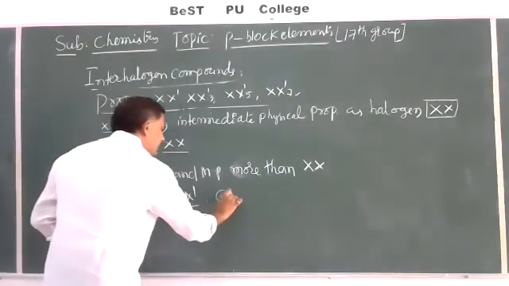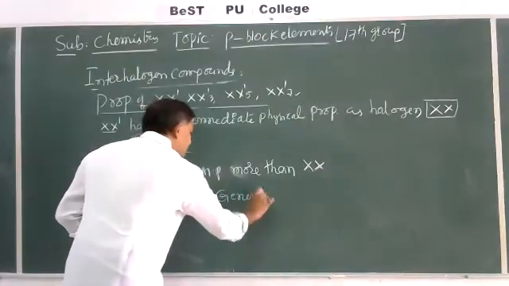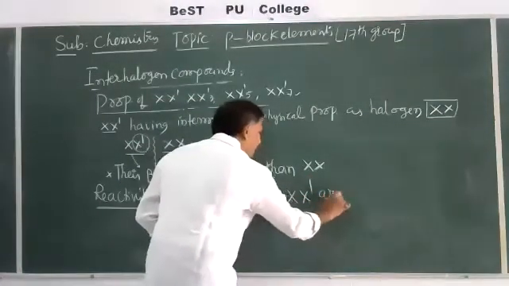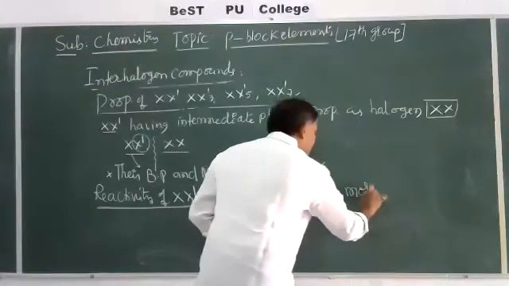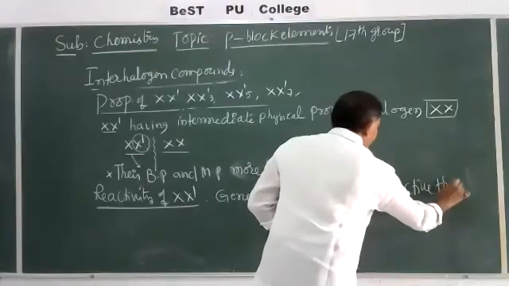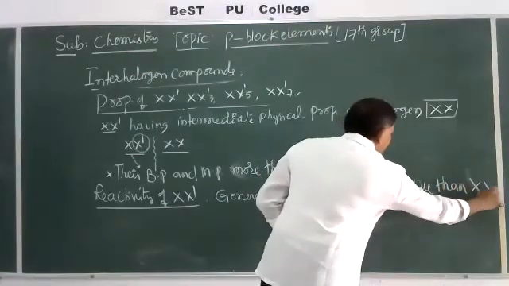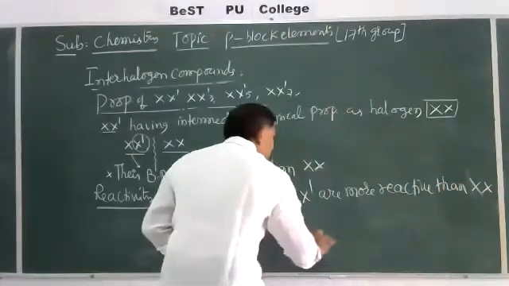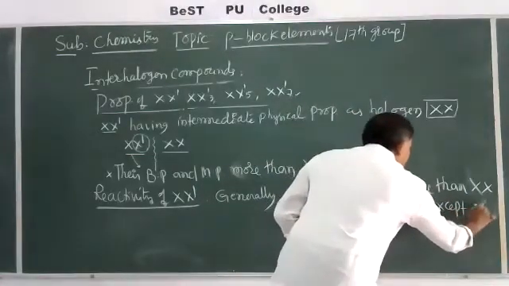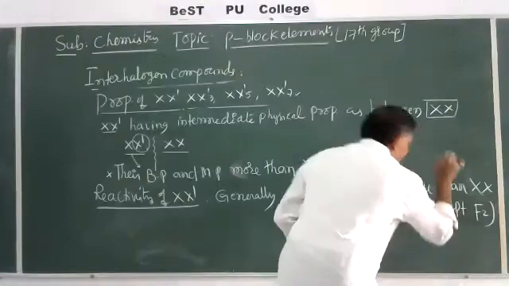Generally, interhalogens X X' are more reactive than X2 (X and X), except fluorine, F2. This is very, very important.